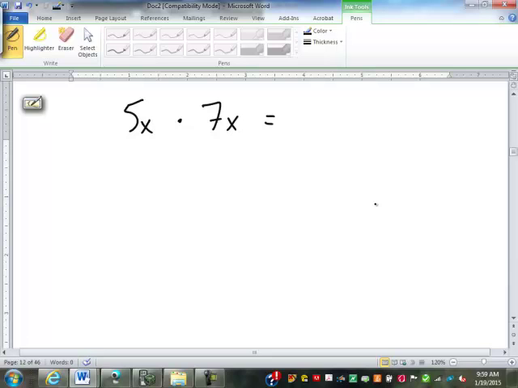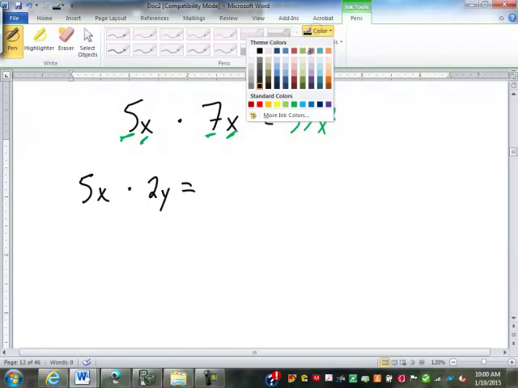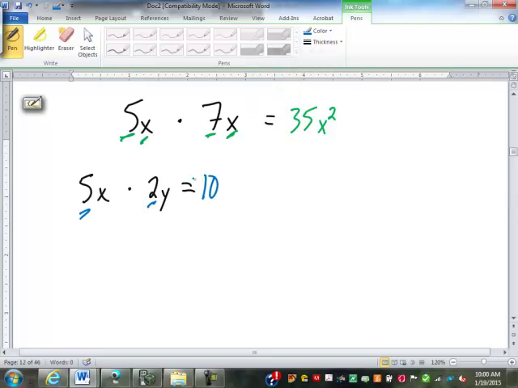When we multiply, we said we multiply counts. 5 times 7 in this case is 35. But we also multiply the names. So x times x would be x squared. It's like inches times inches is inches squared. Because of that, we don't need the same name. Just like we did feet times pounds to get foot pounds. Here, 5x times 2y. Well, 5 times 2 makes 10. And then x times y is xy.